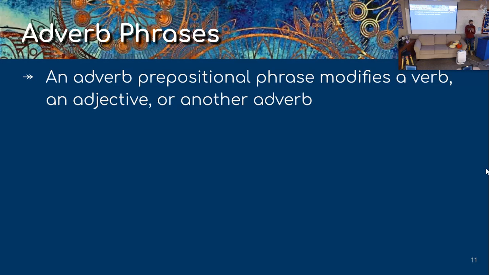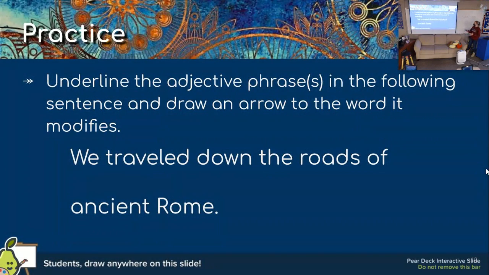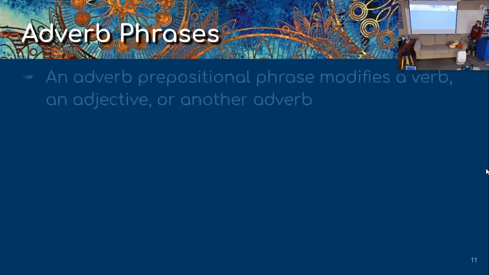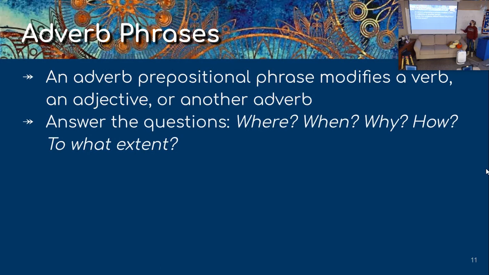Now, did you guys notice our adjective phrases? I'm going to go back to the example here. Our adjective phrases, like of ancient Rome modifying the roads, always came directly after the word that they modified. Did you guys notice that? Adjective phrases are pretty sweet like that, where they'll always come right next to whatever word they're modifying. Adverb phrases are not as nice. They don't do that. But adverb phrases will answer the adverb questions: when, where, why, how, and to what extent.